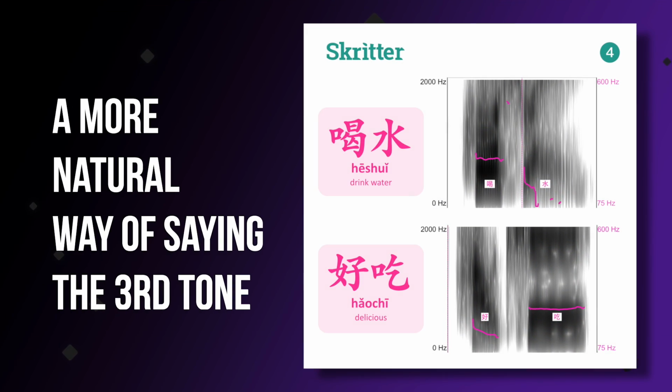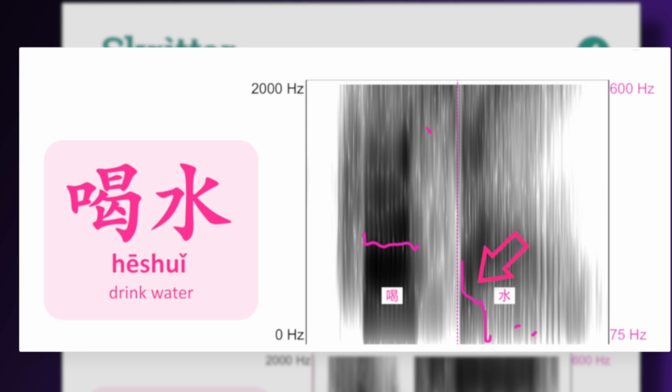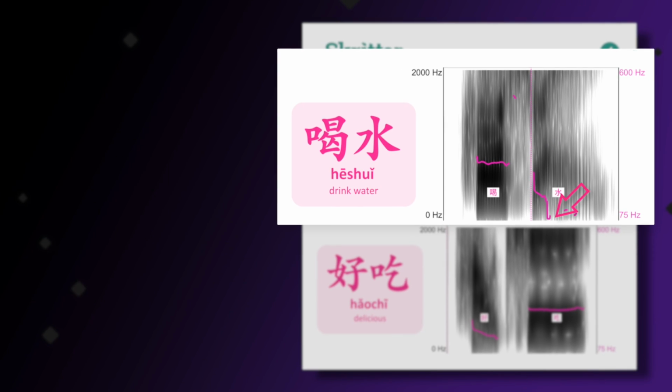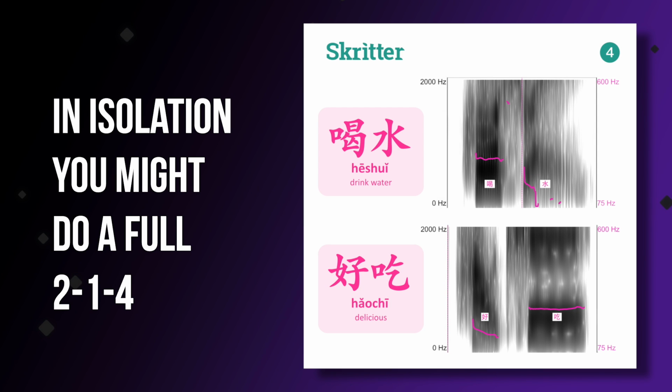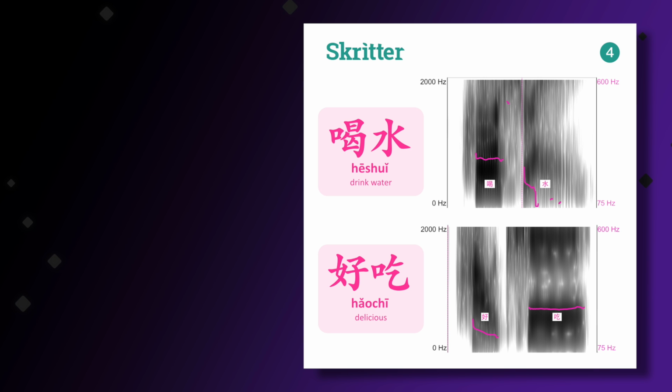So if we look at examples such as 喝水, shui is a third tone, and as you can see from the pink line, the pitch goes down and stops there. So like we said before, in isolation, you might do the whole 2, 1, 4, but when it's with another character, you just do 2, 1. You don't go up on shui. 喝水.